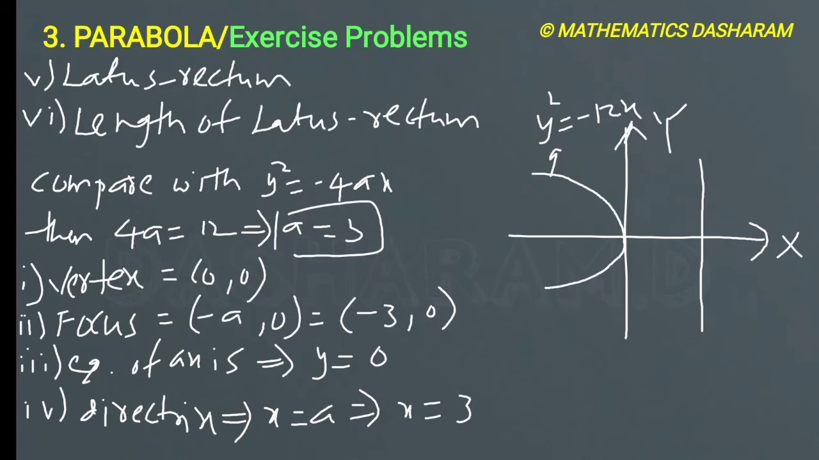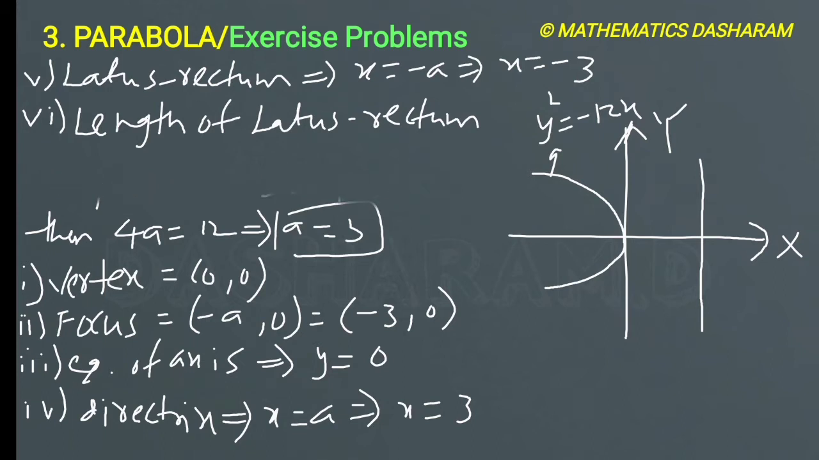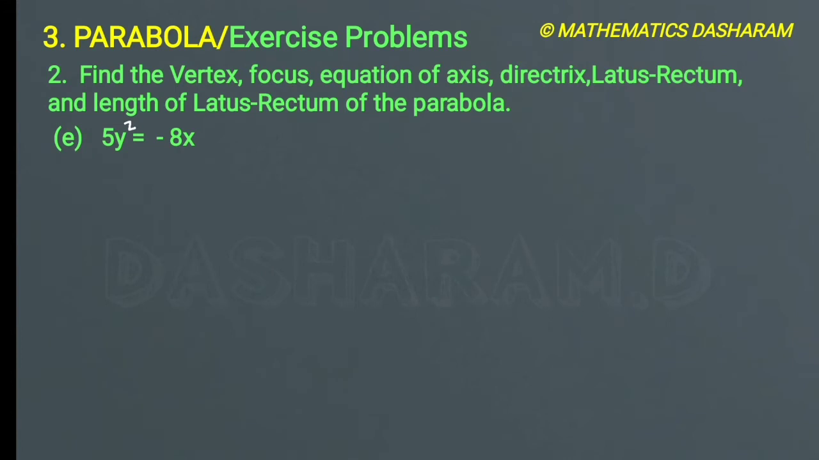Next, the equation of the latus rectum, that is x equals minus a, which implies x equals minus 3. Next, the length of the latus rectum, that is 4a, so 4 into a value 3, which equals 12. Question number E, 5y square equals minus 8x.